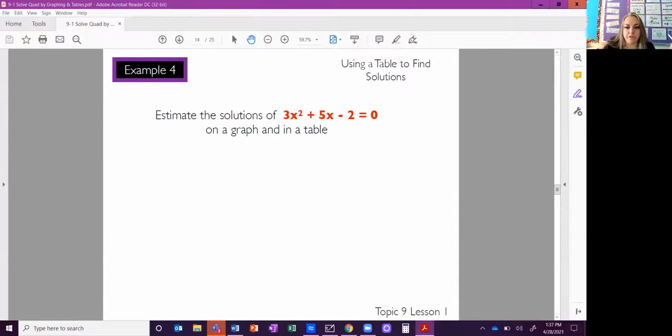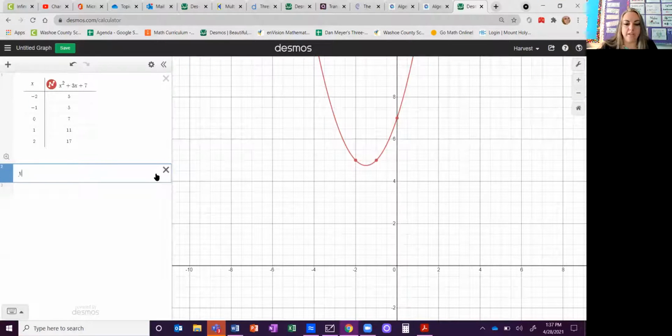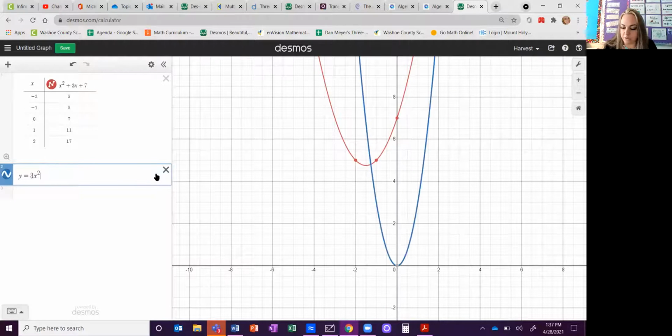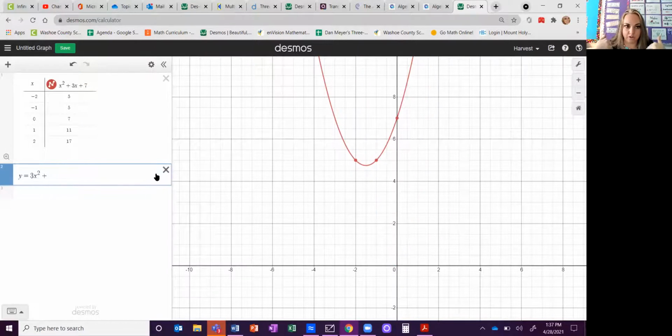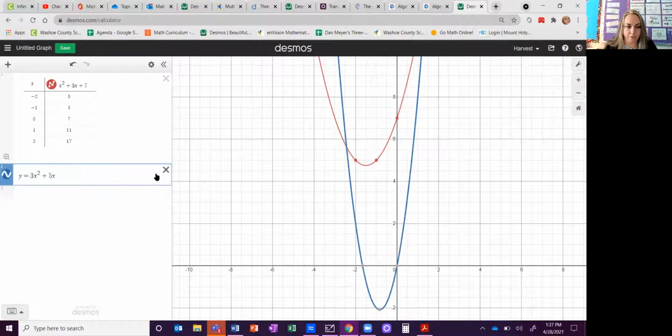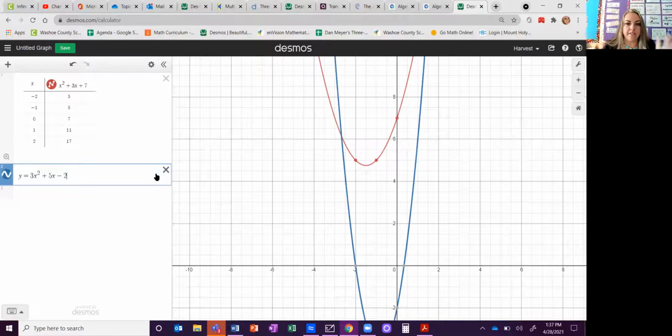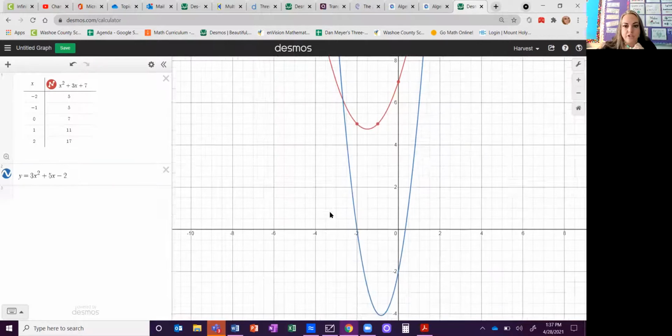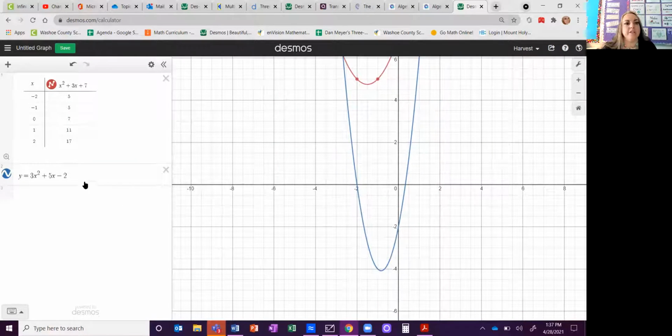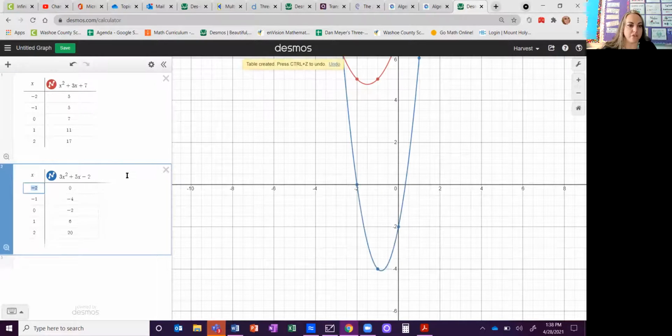Let's do this one. So we have y equals 3x squared. By the way, this whole process that you see me doing, you're going to be doing the same exact thing: opening up the Desmos graphing calculator, putting these equations in, identifying where they cross the x-axis. Those are the solutions. So here we go. This one has solutions. So we want to see those solutions in the table.